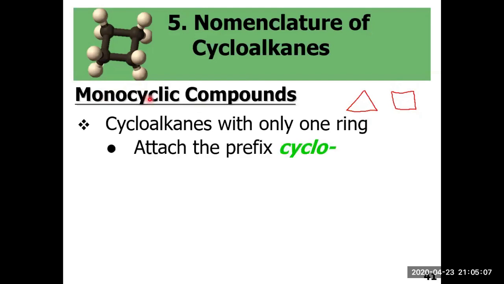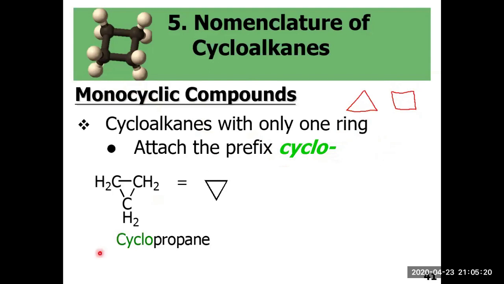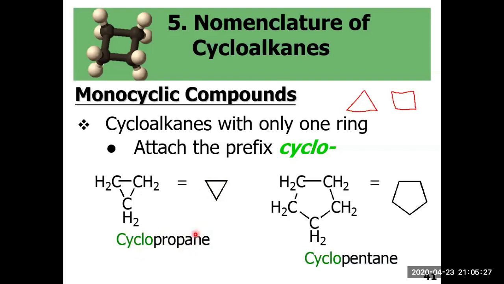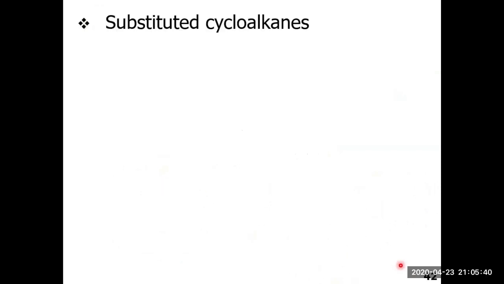The naming for cycloalkanes is very simple. We just attach the prefix cyclo to the name of the alkane. For example, cyclopropane. Why propane? Obviously, this has 3 carbon atoms, so it's cyclopropane. This one is 1, 2, 3, 4, 5, so this is pentane. The name of this monocyclic cycloalkane is cyclopentane. Now, how about substituted cycloalkanes?